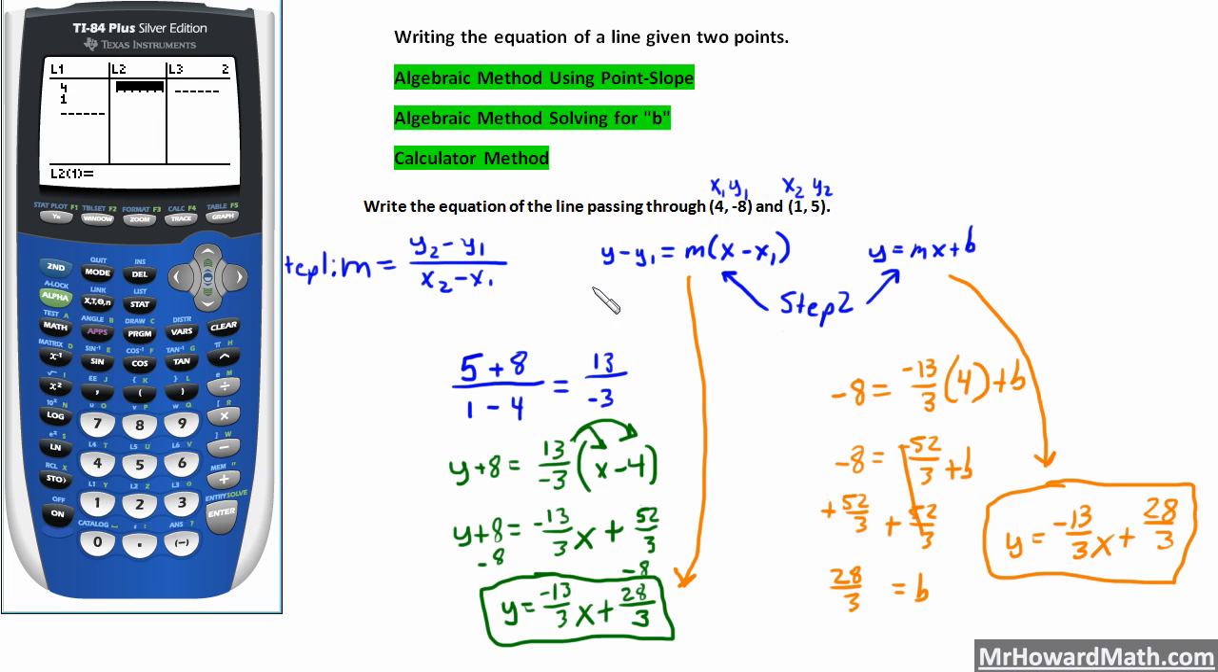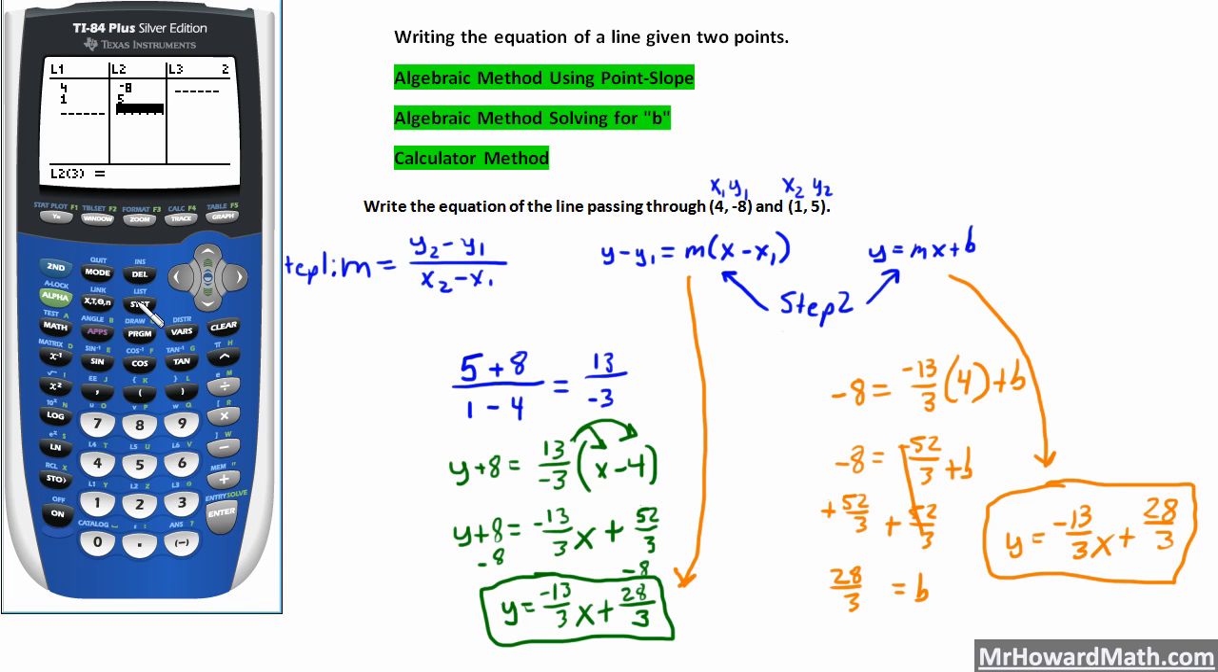So then we put our y coordinates in list 2. We have to put them in the same order. This ordered pair goes first, and then this one was second. So we have to put the y coordinates in that order as well. So it's -8 and then 5. So it's -8, enter, 5, enter.